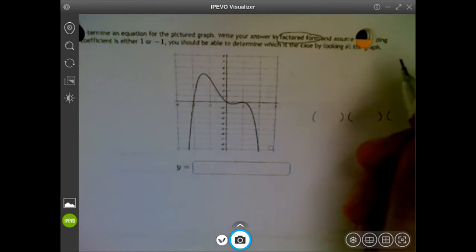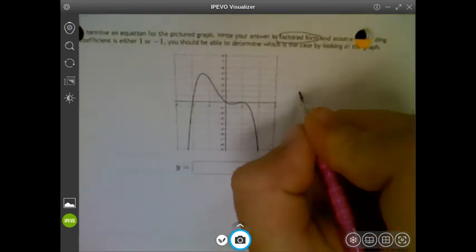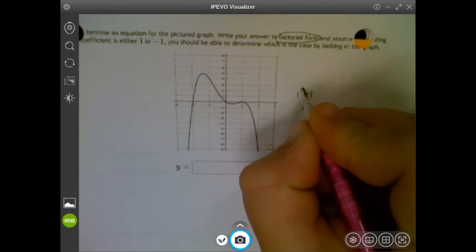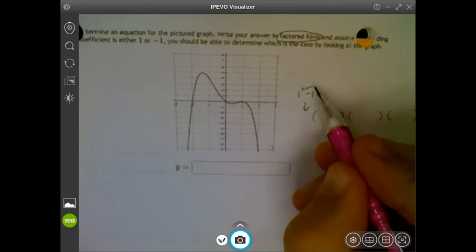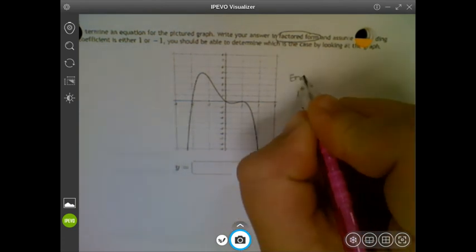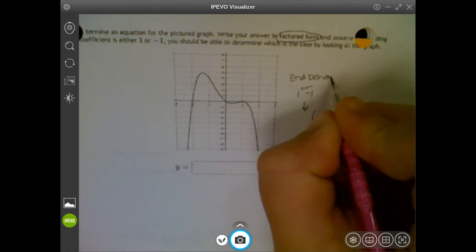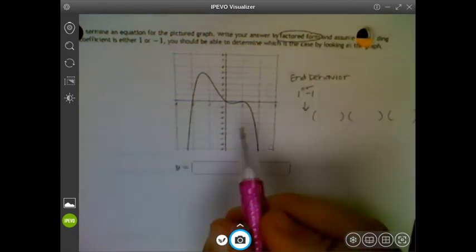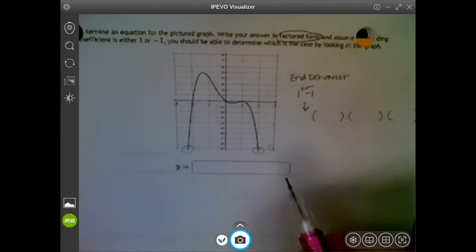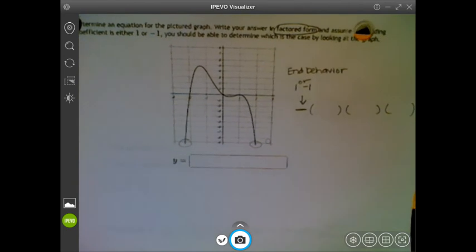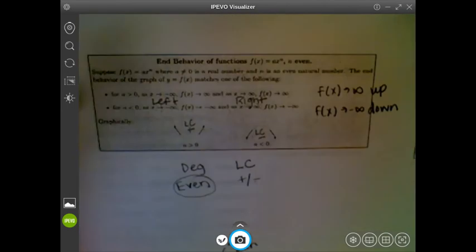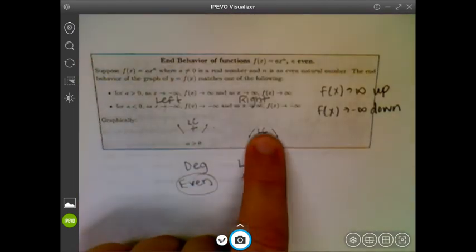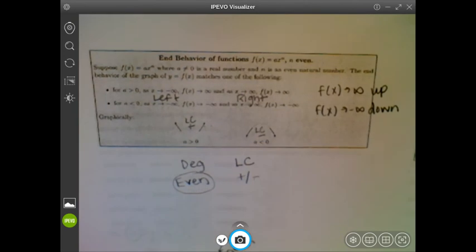And assume the leading coefficient, so the number here in the front, is either 1 or negative 1, one of the two. You should be able to determine by looking at the graph, and this is going to be based off of your end behavior. So, based off the end behavior of this graph, it's going down on the left and down on the right, and we know that means that there has to be a negative in the front. If you're not sure what I'm talking about, I'm referring to these end behaviors. So because my function is going down and down, the leading coefficient has to be a negative. So you're just going to put in negative 1 in that case.